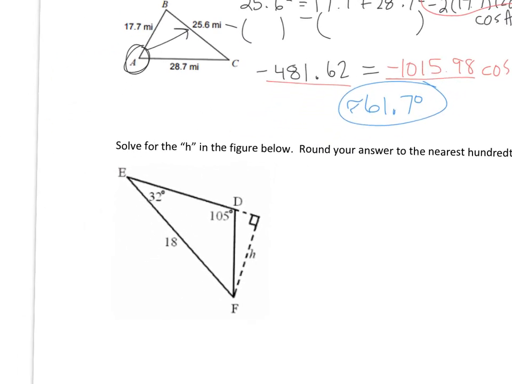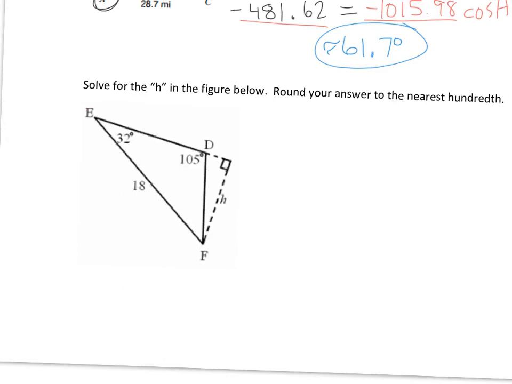And then the last one on here, solve for h in the figure. Round your answer to the nearest hundredth, so 2 decimals. So h is made up with this right triangle. So I can't do the Pythagorean theorem. What I could do is figure out what this side is by using law of sines. And I could figure out this angle because this has to be 75 degrees, because these two are supplementary. So I'm going to pause it and do law of sines to figure out what this segment is.